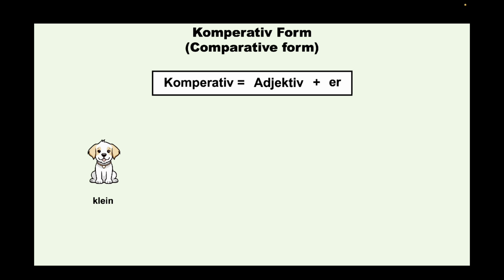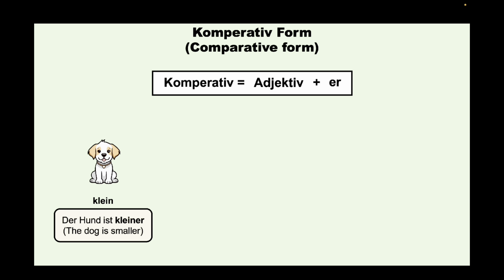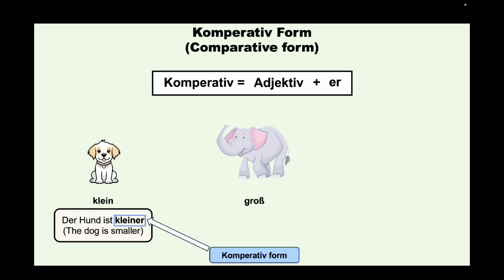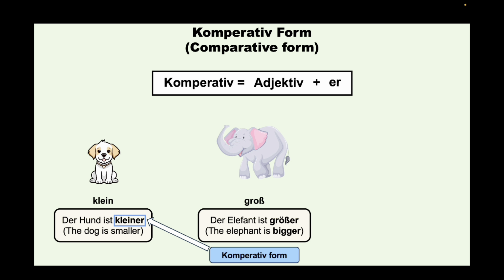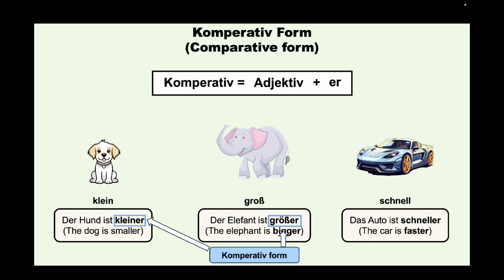We have this dog over here and we have the adjective klein. So we will say, Der Hund ist kleiner. The dog is smaller. Kleiner over here is the comparative form. We have this elephant, we use groß as adjective, so the sentence will be, Der Elephant ist größer. The elephant is bigger. Again, größer is the comparative form. The third one is schnell for the car, we say das Auto ist schneller, the car is faster.